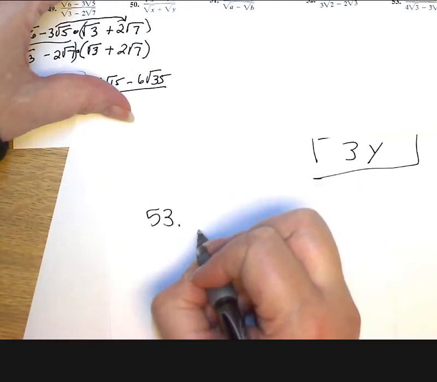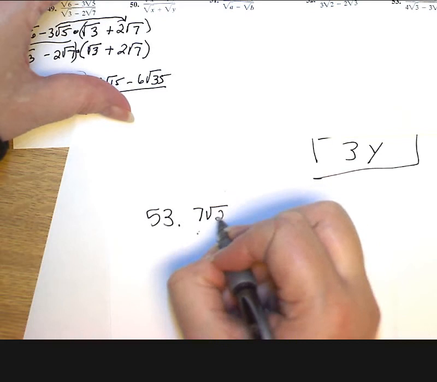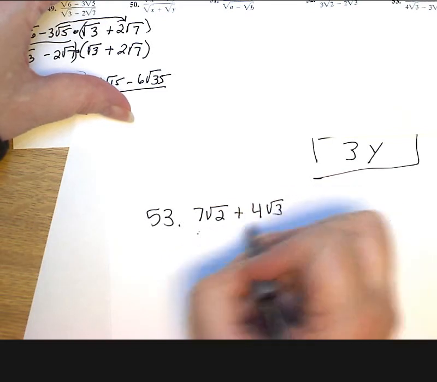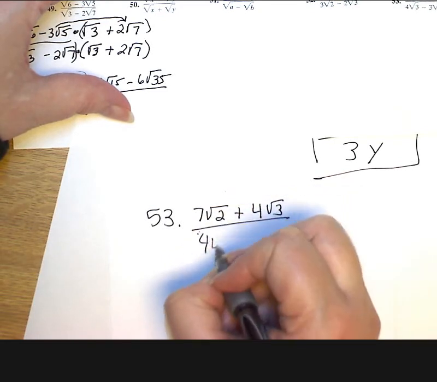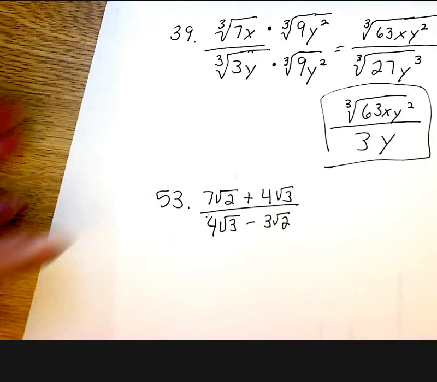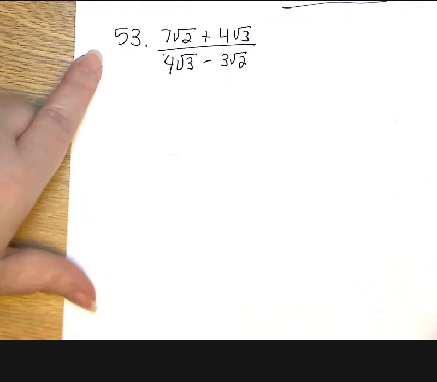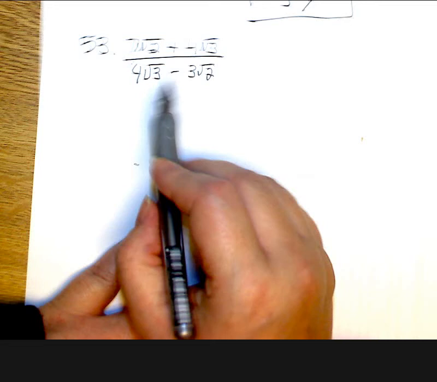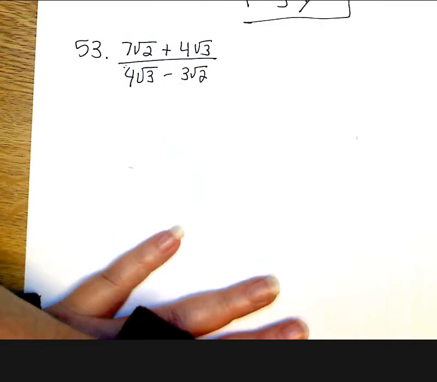53 is 7 square roots of 2 plus 4 square roots of 3 over 4 square roots of 3 minus 3 square roots of 2. All right, Tristan, what's my first step? I got 2 things on the bottom. I want to get rid of the radicals. What do I have to multiply by?